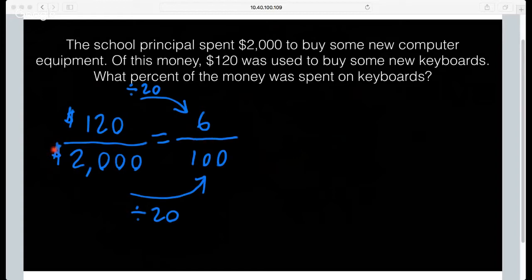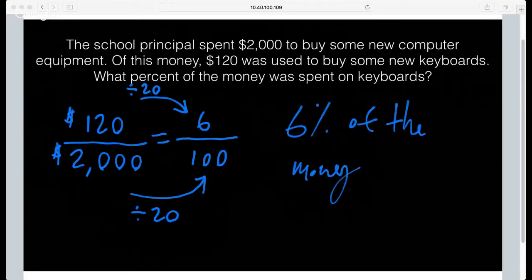In fact, we haven't yet answered the question, have we? What percent of the money was spent on keyboards? This is the whole percent. We want the part. 6% of the money was spent on keyboards.